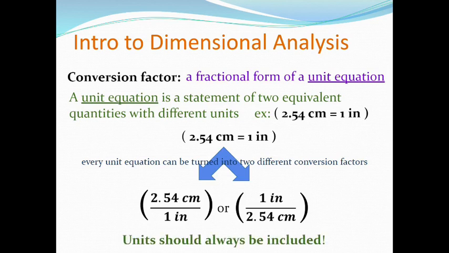And of course, we need to have the units in our dimensional analysis because those purple flowers and the blue smiley faces and green stars are how we're deciding how to flip these equations and turn them into conversion factors. So without units, you're going to be lost. You have no idea how to set this stuff up.